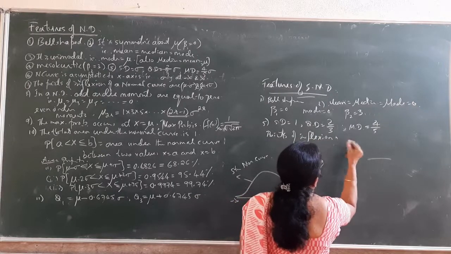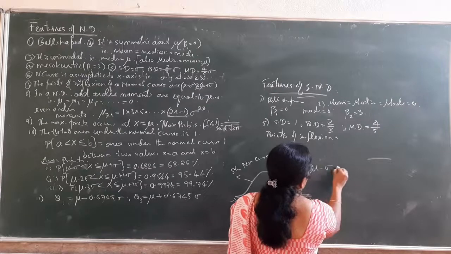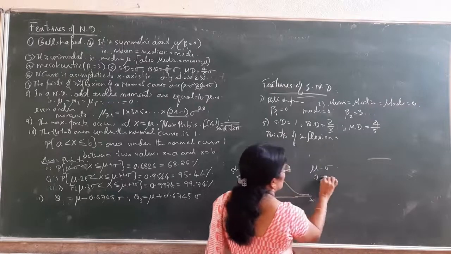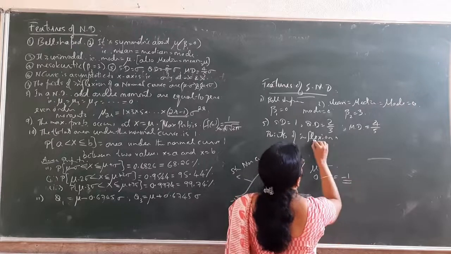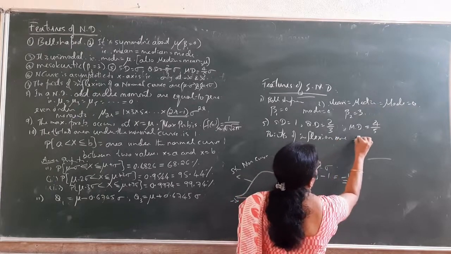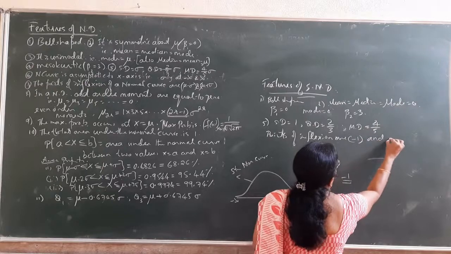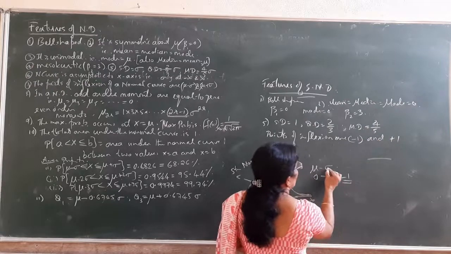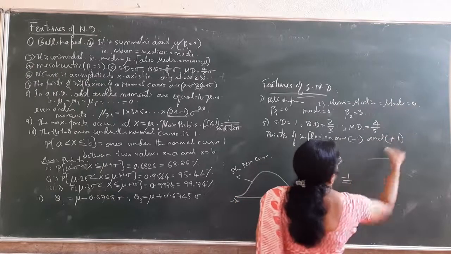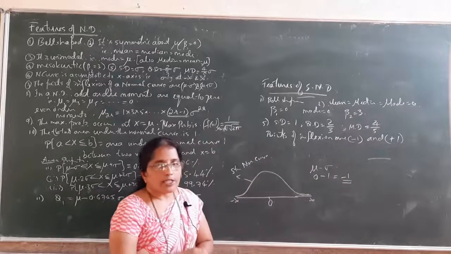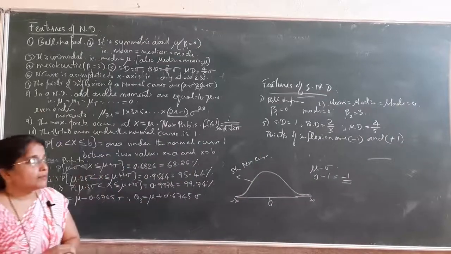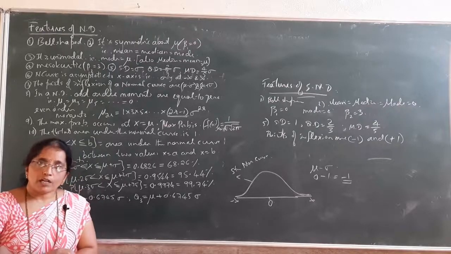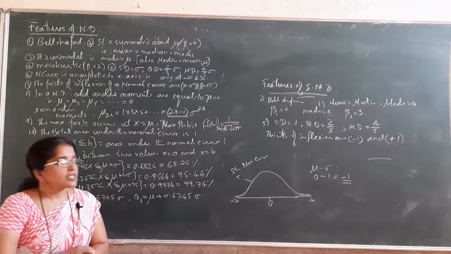Those are mu minus sigma. What happens to mu minus sigma? Mu is 0, sigma is 1. So 0 minus 1, minus 1. So the points of inflection are minus 1 and plus 1. Is it right? Mu plus sigma, 0 plus 1. So for a 1 mark question, what are the points of inflection of a standard normal curve? You must write minus 1 and plus 1. For a normal curve, mu minus sigma and mu plus sigma.